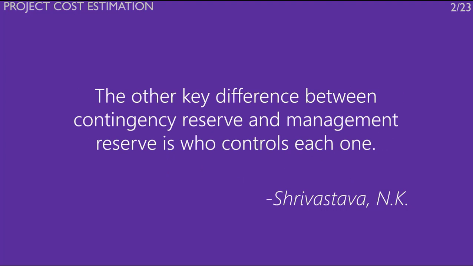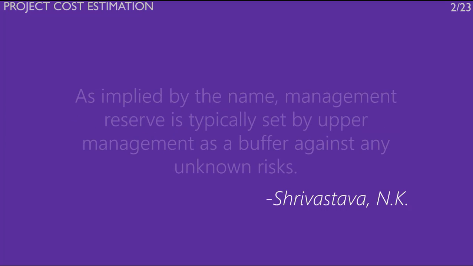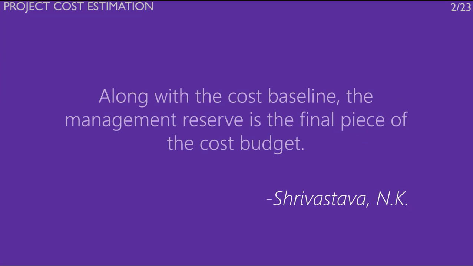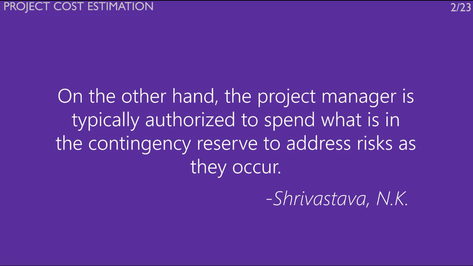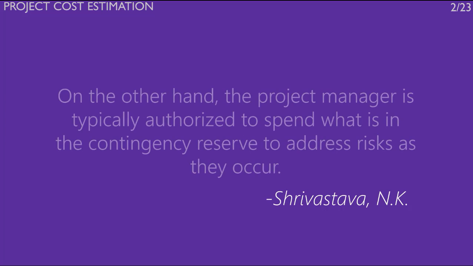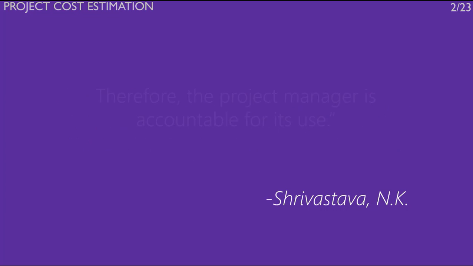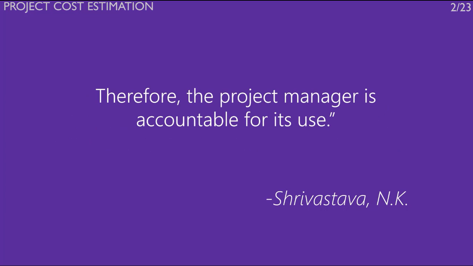The other key difference between contingency reserve and management reserve is who controls each one. As implied by the name, management reserve is typically set by upper management as a buffer against any unknown risks. Along with the cost baseline, the management reserve is the final piece of a cost budget. On the other hand, the project manager is typically authorized to spend what is in the contingency reserve to address risks as they occur. Therefore, the project manager is accountable for its use.